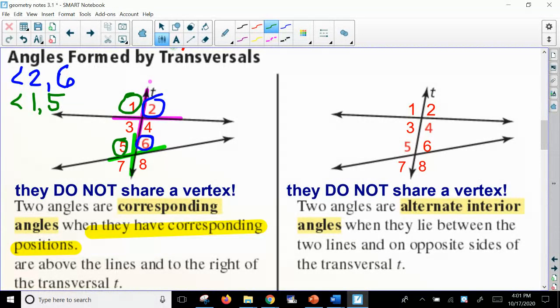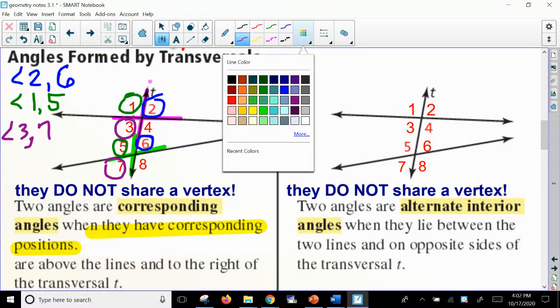So 1 and 5 are corresponding angles. Also, angle 3 and angle 7 are corresponding angles. They are in the same position. They are both in the bottom left corner of the intersection. Think of the intersection as like a plus sign. You feel me? So angle 3 is in the bottom left corner, and so is angle 7.